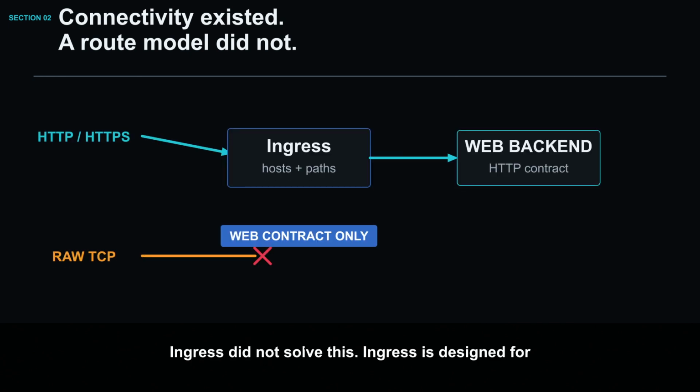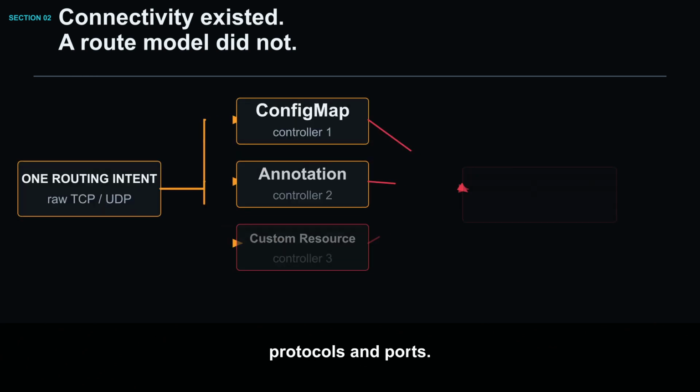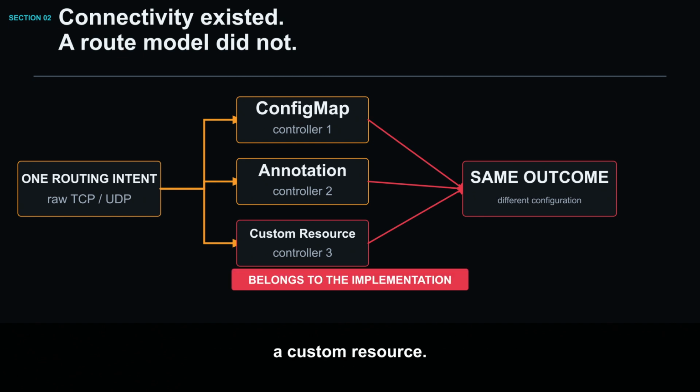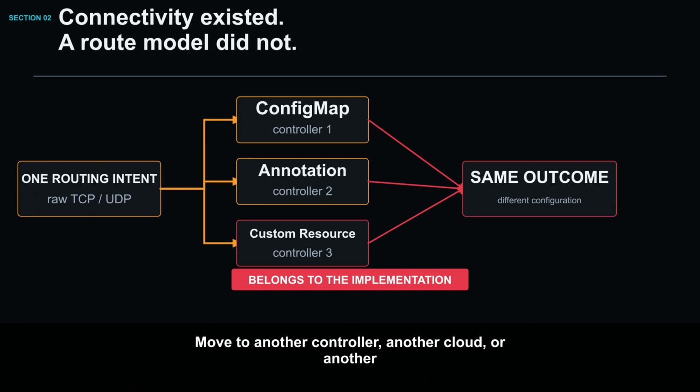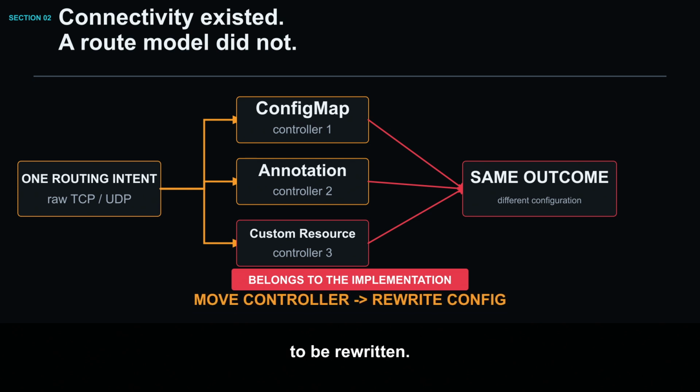Ingress did not solve this. Ingress is designed for HTTP and HTTPS. It understands web concepts such as hosts and paths, but it does not standardize arbitrary protocols and ports. Different ingress controllers often added their own TCP or UDP configuration. One controller might use a config map, another might use an annotation, another might define a custom resource. That can work. The problem is that your configuration now belongs to that implementation. Move to another controller, another cloud, or another platform team, and the same intent may need to be rewritten.